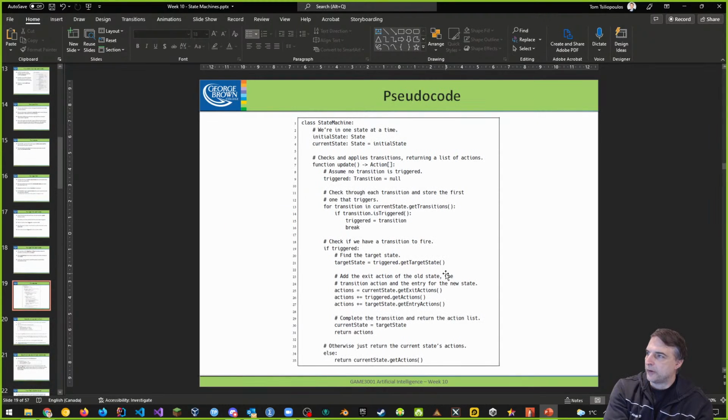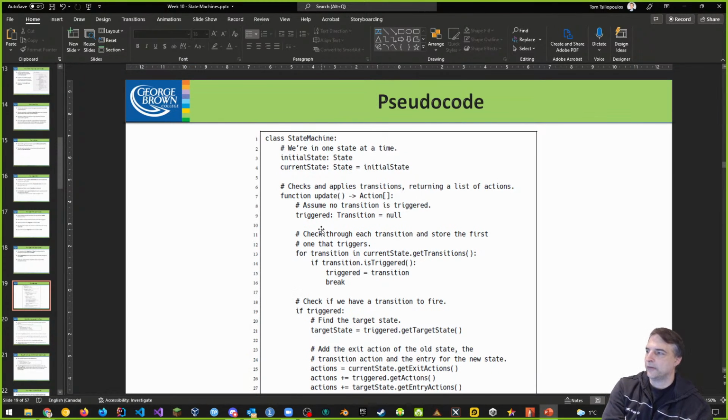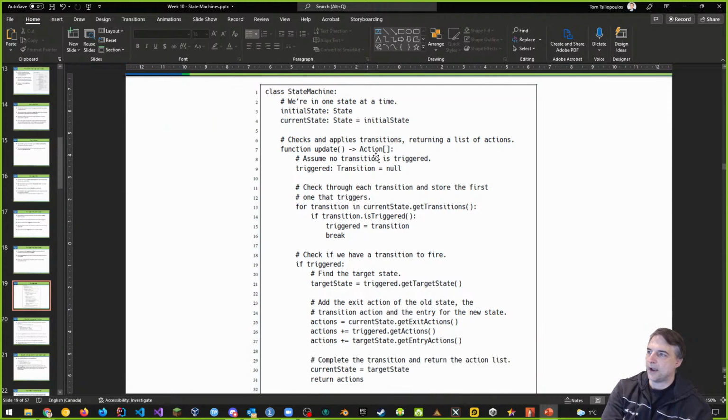Okay, just going to move on from here. I'm just going to move in really briefly to talk about some pseudocode a little bit. So again, we talked about initial state and current state, right? Where when we initialize the first time, we say that the current state is equal to the initial state when we first start off, right? We have some kind of public update function which returns an action array. So this is an action array, one or more actions that I'm going to be performing, right?